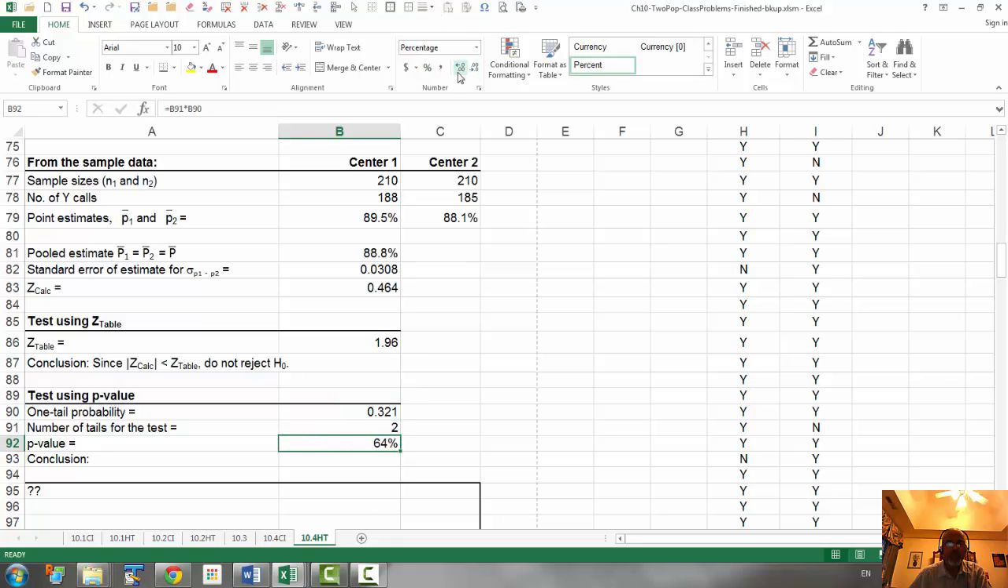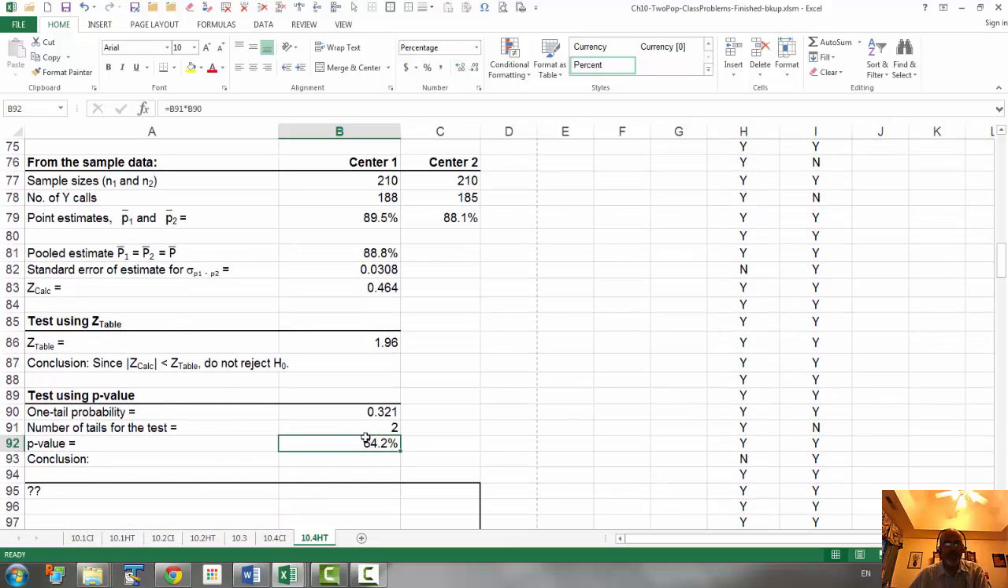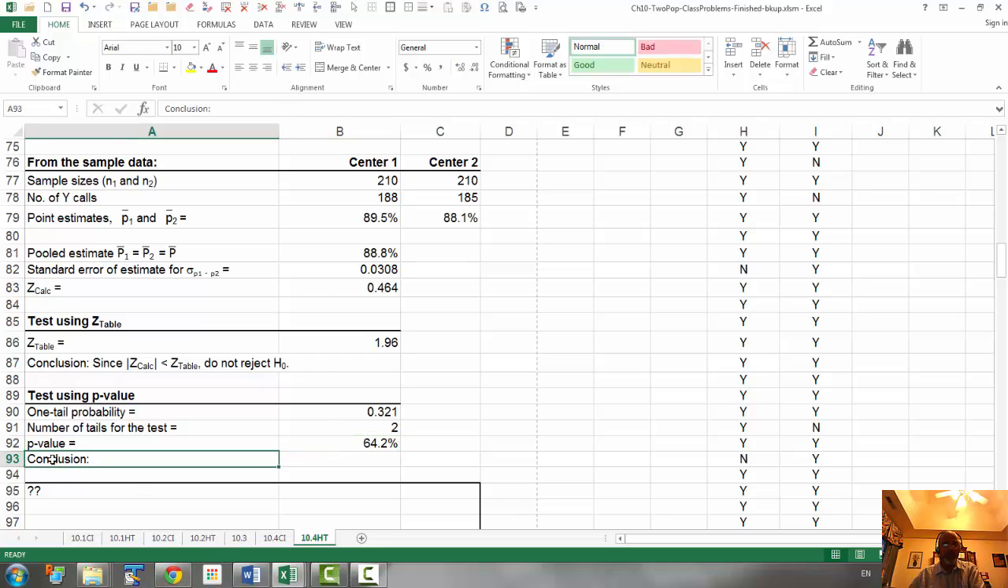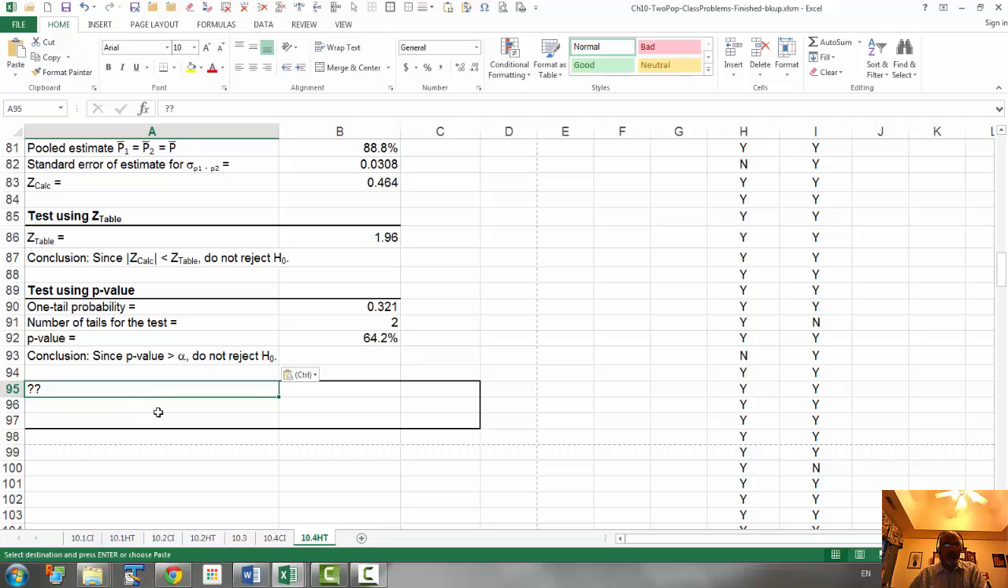So if you concluded that they are different, then the probability of committing type 1 error is 64.2%. So way too high, and that's why we cannot reject the null hypothesis. Okay. Now interpretation is we do not have sufficient evidence to reject, and if we reject it, that would be the probability of type 1 error. So two things, you have to interpret the conclusion and you have to interpret the p-value as well.